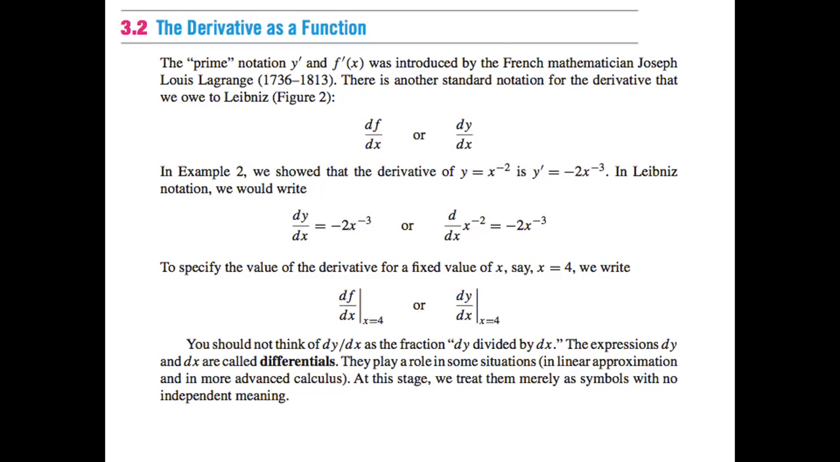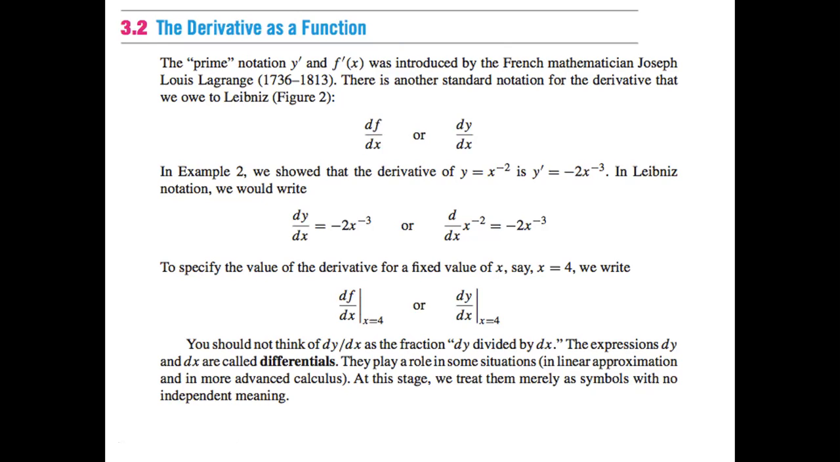Just a little note about the notation. The prime notation, that's because this apostrophe or this symbol is called a prime. So you read that as y prime or f prime of x. It was introduced by the French mathematician and physicist Lagrange. But there's another notation for the derivative that was introduced by Leibniz. He was one of the original inventors of calculus, along with Newton. And you would write df dx for this.